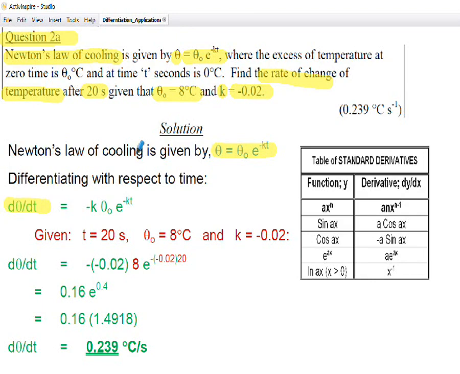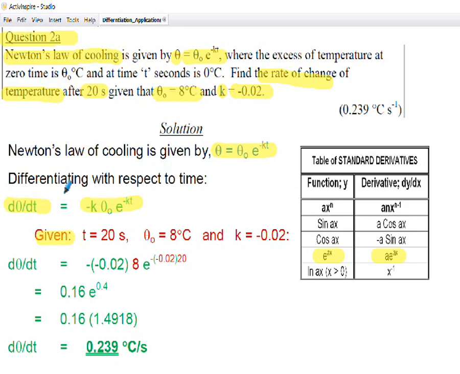The e to the minus kt is a standard form in our table. It's e to the ax in our table, and we've got the solution for that there. So the d theta by dt will be minus k times theta naught times e to the minus kt. I'll let you think that through.